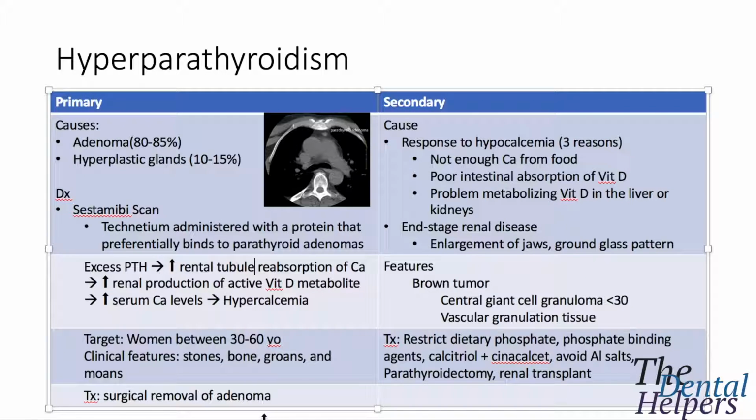Basically, it's mainly going to target women that are between the age of 30 and 60 years old. The big clinical features are stones, bones, groans, and moans. So they kind of rhyme, so it's easy to remember that it's stones, bones, groans, and moans. And I'm going to get more into what I mean by stones, bones, groans, and moans. Treatment, of course, you just remove it.